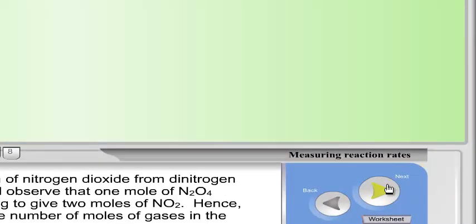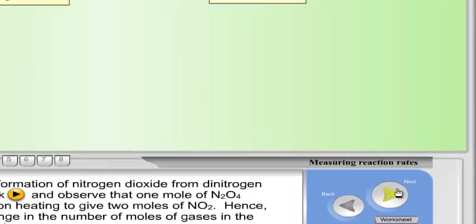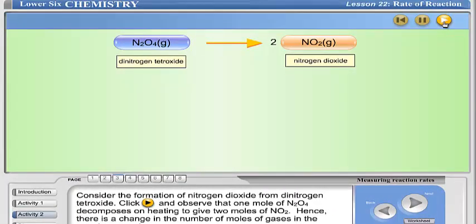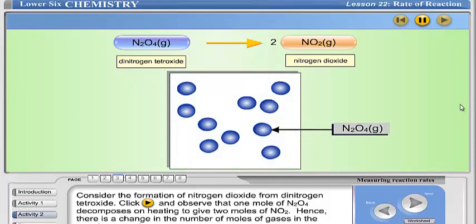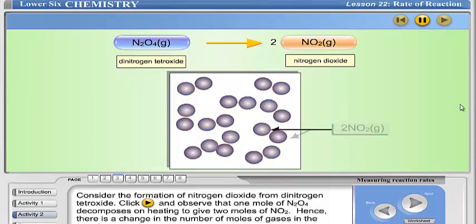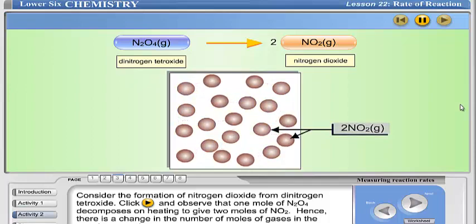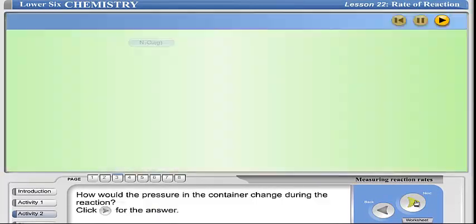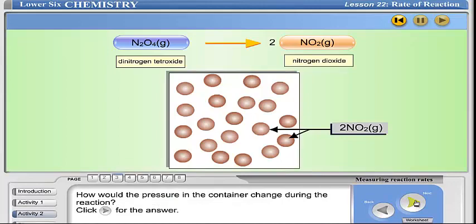Consider the formation of nitrogen dioxide from dinitrogen tetroxide. Click the play button and observe that 1 mole of N2O4 decomposes on heating to give 2 moles of NO2. Hence, there is a change in the number of moles of gases in the reacting vessel. How would the pressure in the container change during the reaction? Click Next for the answer.